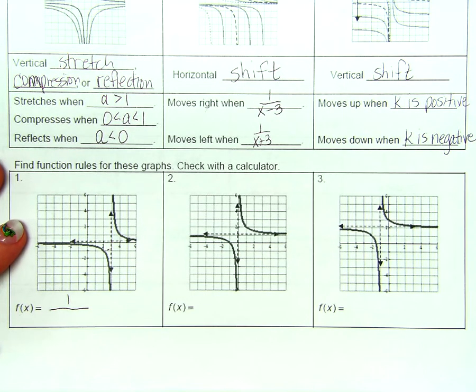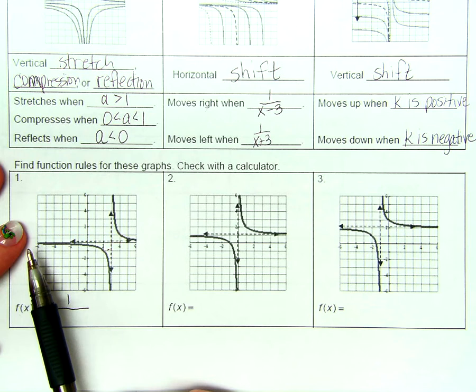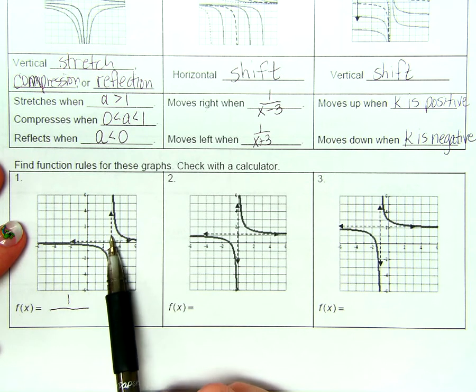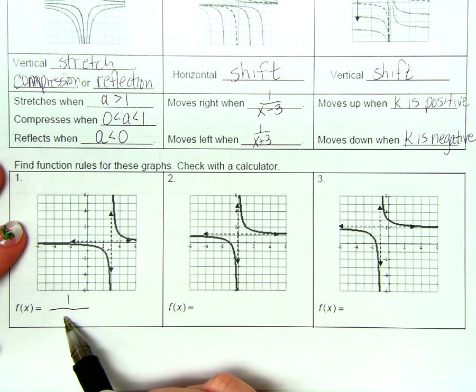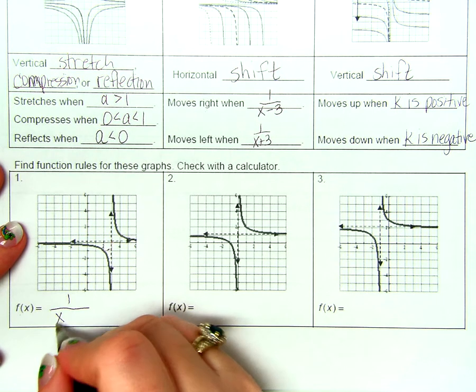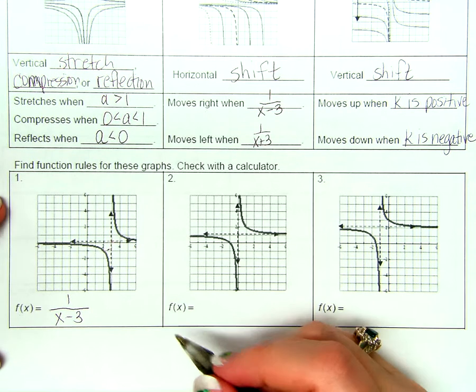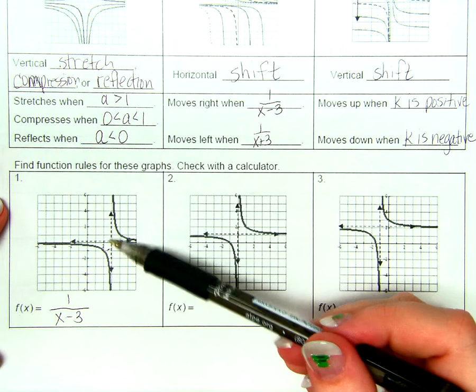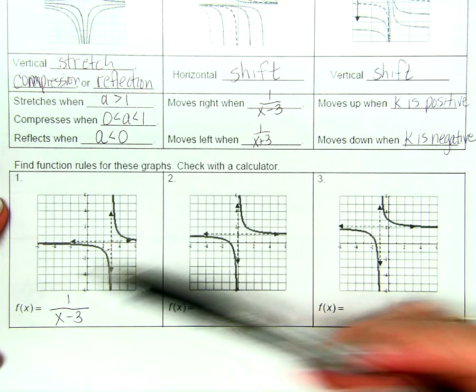Is there a horizontal shift in this function? Does it move left or right any? Which direction? To the right how many? 3. So what goes below? X minus 3. Why is it minus 3? Because it moves to the right. It's opposite of what we think. Is there a vertical shift in this problem? Then we're done, guys.